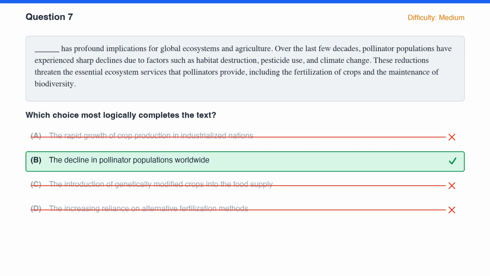Choice B, the decline in pollinator populations worldwide, fits perfectly. It matches the explicit references to sharp declines in pollinator populations and connects directly to the threats against ecosystem services and crop fertilization, giving the passage a coherent subject.